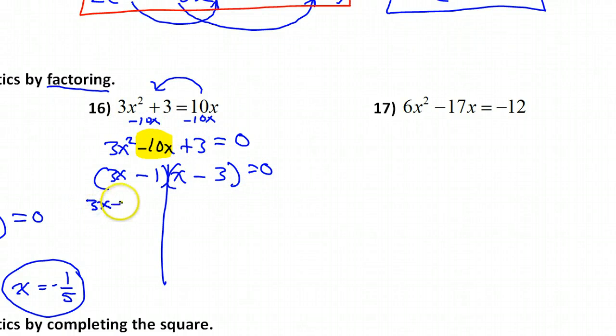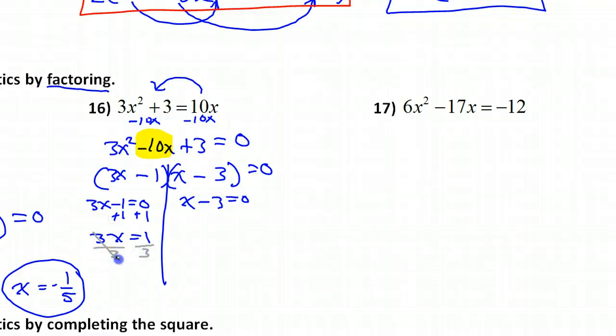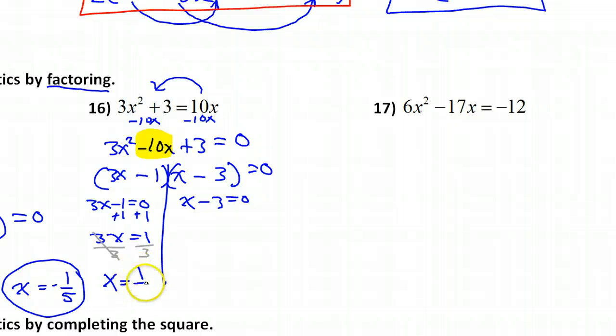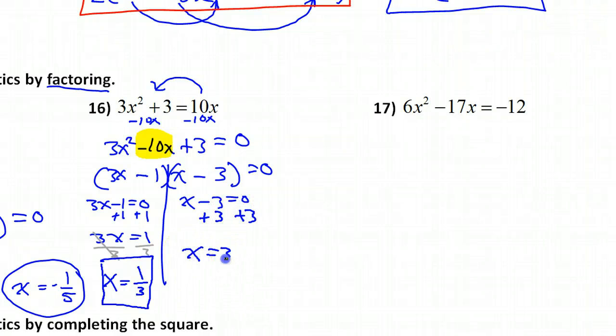So I will do 3x minus 1 equals 0 and x minus 3 equals 0. Adding 1 to both sides, so I get 3x equals 1. So if I divide by 3, then I get x equals 1/3. Okay, meanwhile over here, if I add 3 to both sides, I get x equals 3. So these are the two solutions for number 16. I feel like I need a line to separate these.